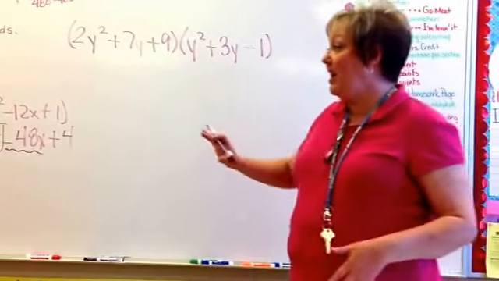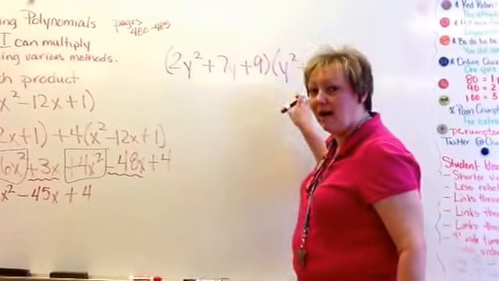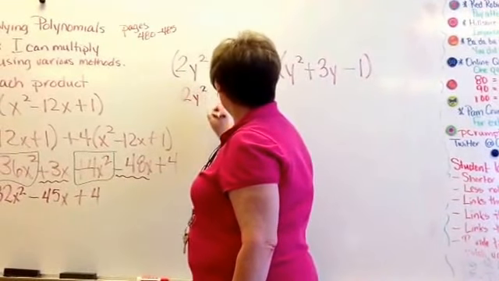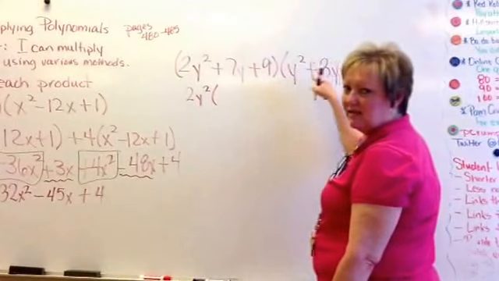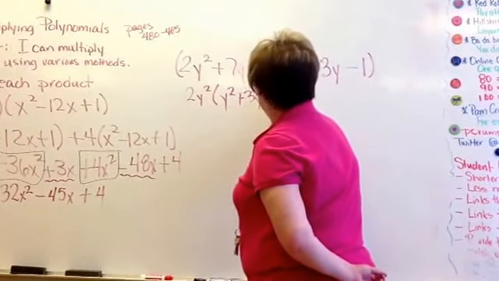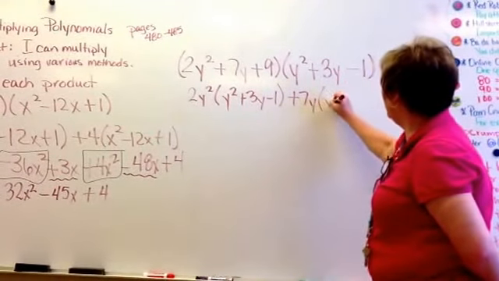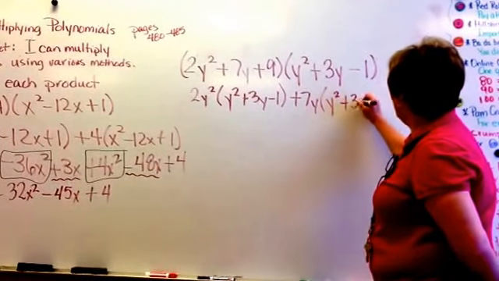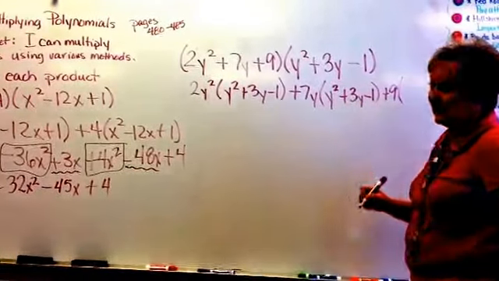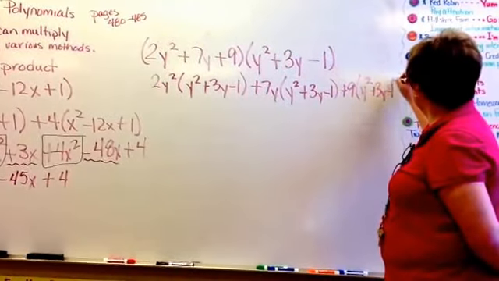Yes, again, I'm going to use this same distributive property method to multiply the trinomials together. I'm going to start out with this 2y to the second power, multiply it by this trinomial, y squared plus 3y minus 1, plus 7y times this trinomial again, y squared plus 3y minus 1, plus 9 times that same trinomial, y squared plus 3y minus 1.